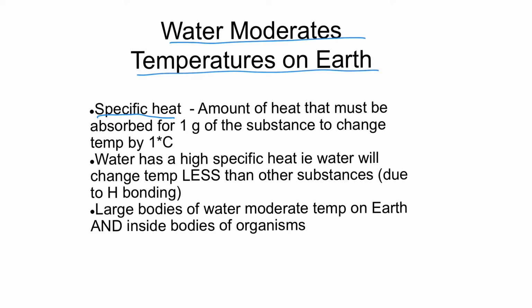Specific heat is the amount of heat that it has to have for 1 gram of the substance to change by 1 degree centigrade. So water has a really high specific heat. And so because of that, it is going to change temperature less than other substances. And this is all due to that intermolecular bonding, the hydrogen bonding that it has. So large bodies of water, like big lakes and oceans, for example, and the water on the inside of our bodies are going to modulate temperature differences.